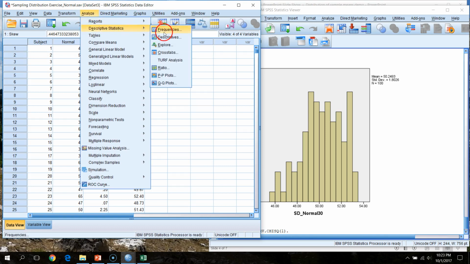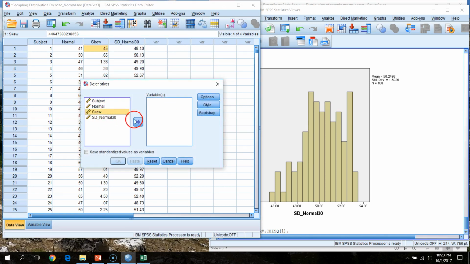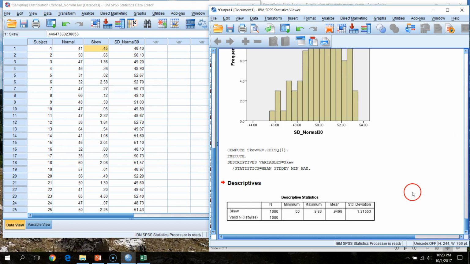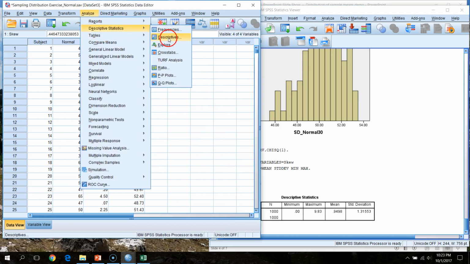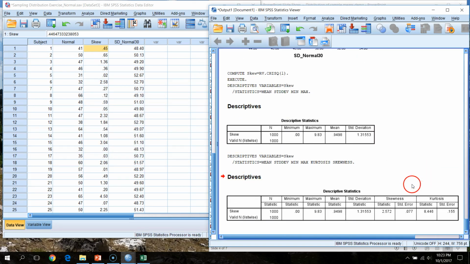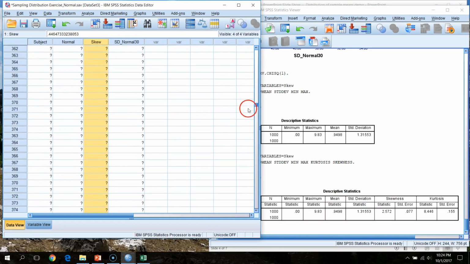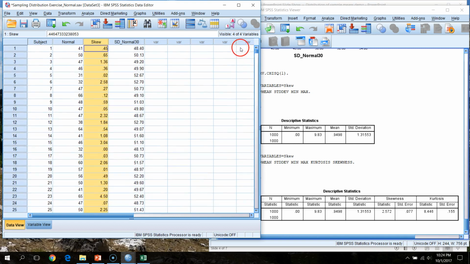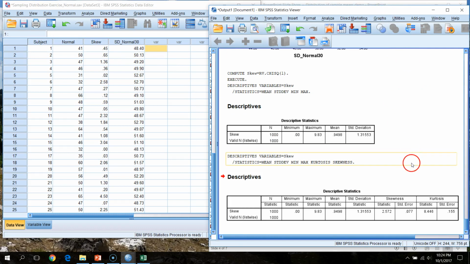And if we take a look at our descriptives for our skew variable, now this is a whole new distribution. We hit OK. Analyze. Ask for skew and kurtosis. Okay. We see that our population of our new variable skew has 1,000 values, but this distribution has a mean of about 1 and a standard deviation of 1.3-ish, and we've got a fair amount of skew and a good amount of kurtosis here.